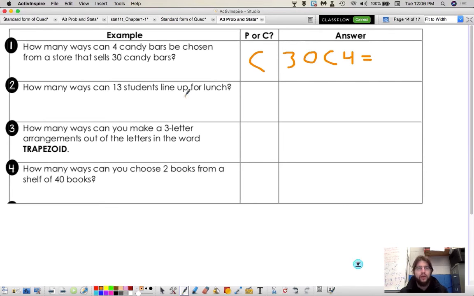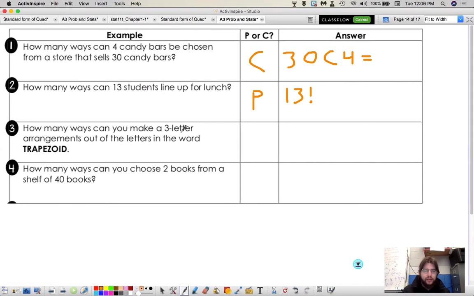Okay, we're having a lineup. Anytime we have a lineup of something, we're talking about the individual items being different. So we have 13 different students lining up. That's a permutation. Now you could do 13P13, you're lining all 13 of them up, or that simplifies to 13 factorial. You get the same thing either way. So 13P13 or 13 factorial.